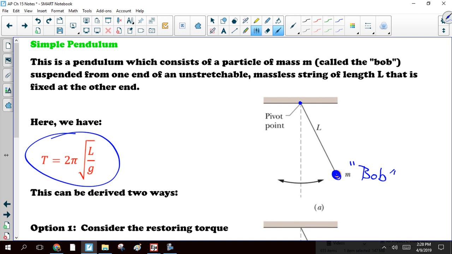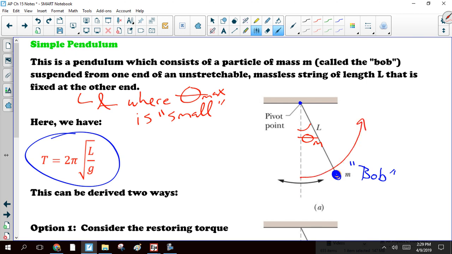Oh, you know what? I skipped an important thing. There's one other fact about a simple pendulum. A simple pendulum consists of all this stuff up here, and the angular displacement, theta max, has to be small. In other words, you can't pull this thing all the way back up to, like, 50 degrees. It's got to be for a small angle. Otherwise, this equation here does not quite work. So this is only for small theta max, okay?